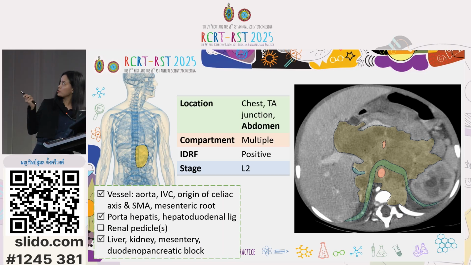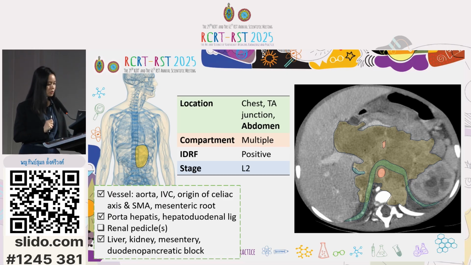This tumor also extends further down into the abdomen, encasing the mesenteric root and infiltrating multiple critical structures like the porta hepatis, liver, kidney, and pancreatoduodenal block, like here. Due to extensive involvement across multiple body compartments, this tumor is clearly IDRF positive at stage L2.